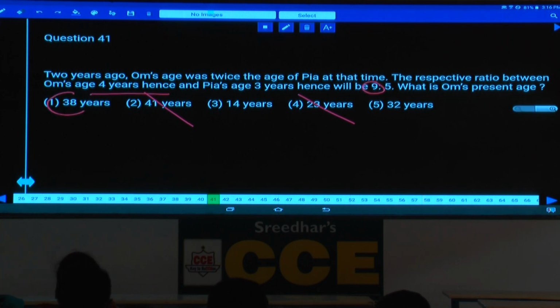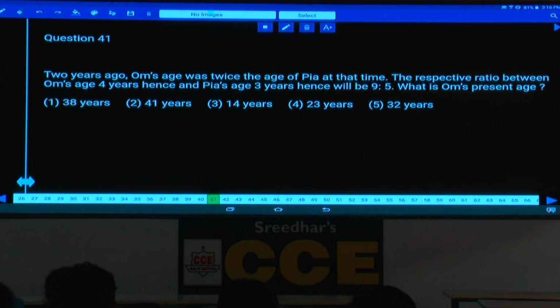If you add 4 to this, 42. Is that a multiple of 9? No. If you add 4 to this, 18, a multiple of 9. If you add 4, 36, a multiple of 9. 2 options are there. If you can find only one, you are done. You need not touch the data. But now you have to calculate.